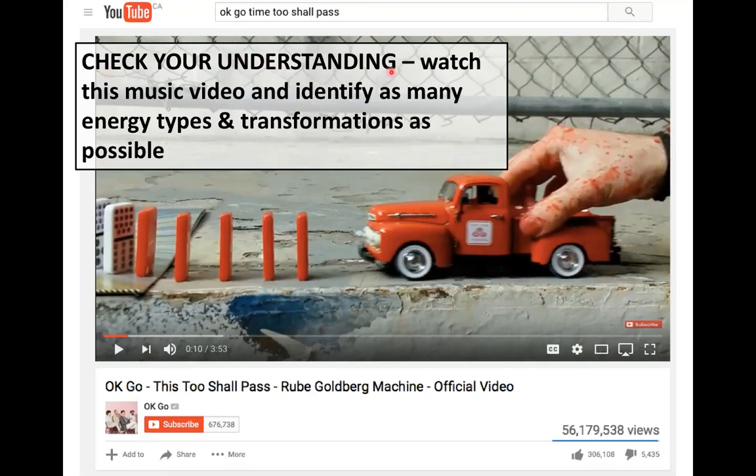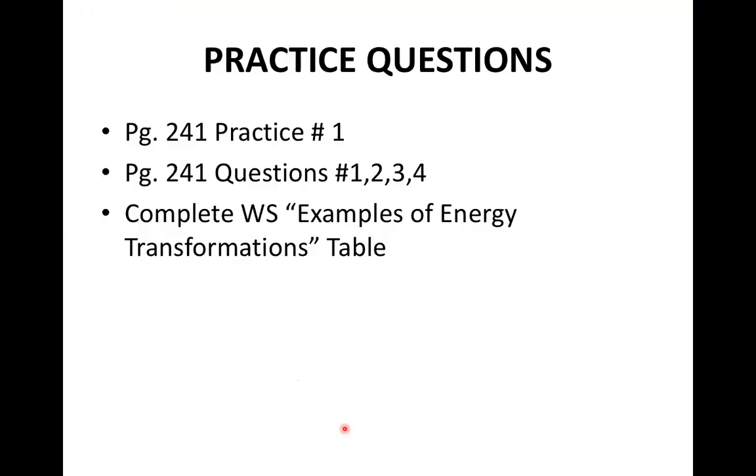To check your understanding, I want you to watch this video and try to list as many energy transformations and transfers as possible. The music video is called This Too Shall Pass by OK Go. And after that, there are some practice questions. Please do these 5 practice questions from the textbook and check your textbook answers with the text solutions posted as a PDF on the Google Drive. And also fill out that worksheet where there is a table of energy transformations. I challenge you to fill out every box.